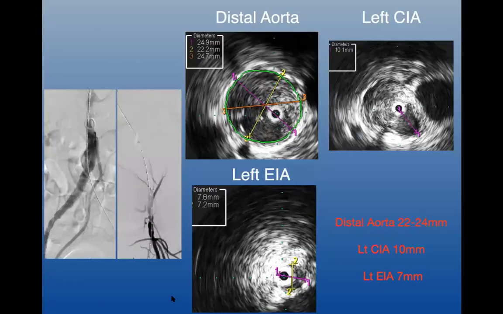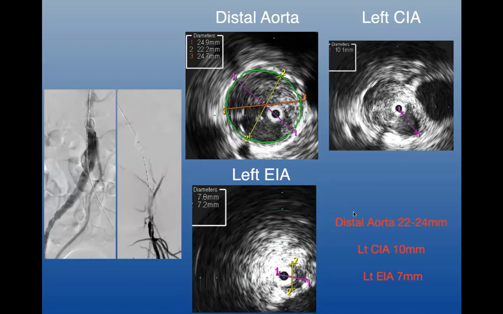The next thing I did is I said, well, let me confirm my CTA findings in terms of sizing, location of reconstitution, as well as length, because I need to now determine how I'm going to fix this, even though I had a plan in my head. So I did IBIS, and I did IBIS for two reasons. One, I wanted to confirm sizes of the vessels, right? Remember, IBIS is much more accurate at determining the size of a vessel than angiography, and CT is very good as well, which I already had.